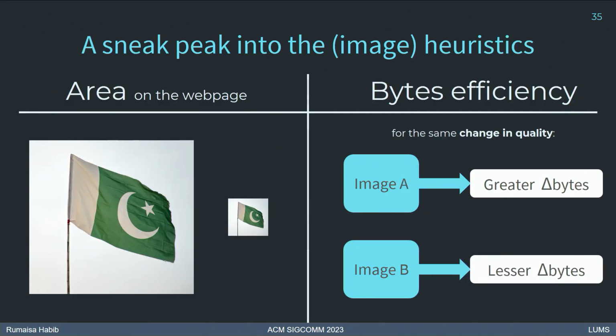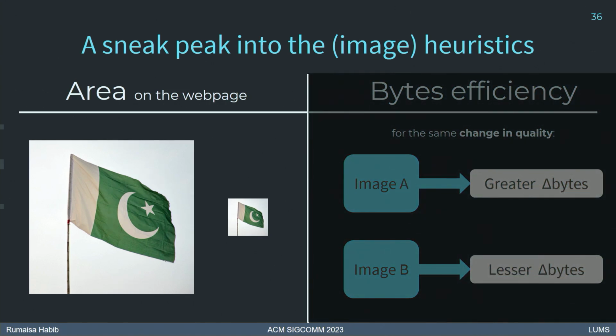So I want to give you a sneak peek into the heuristics I was talking about for HBS. We consider two heuristics for images. Firstly, there's area on the web page. As you can observe, finer details like the wrinkles on the flag tend to get lost in the smaller images, right? Which is why changes made to the smaller images would be less visible to the naked eye.